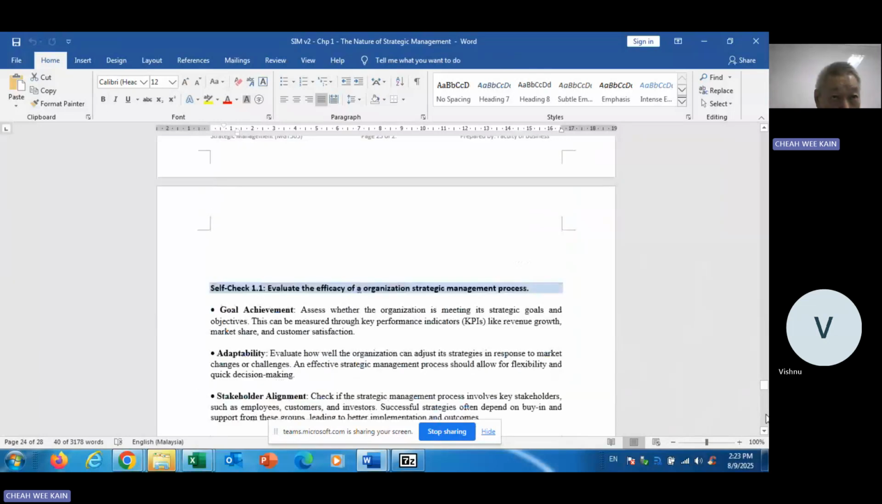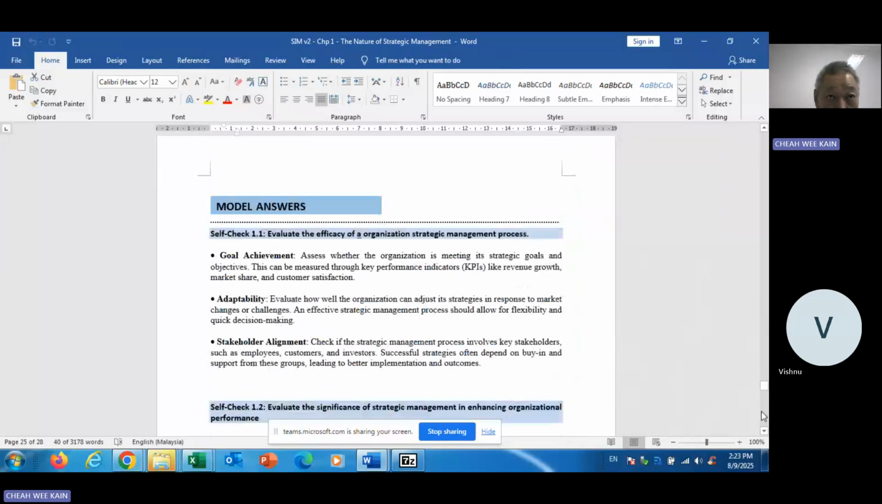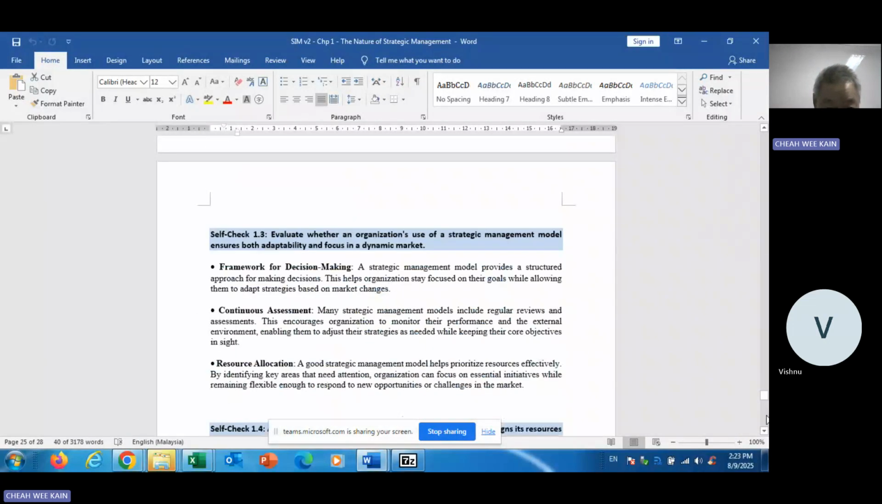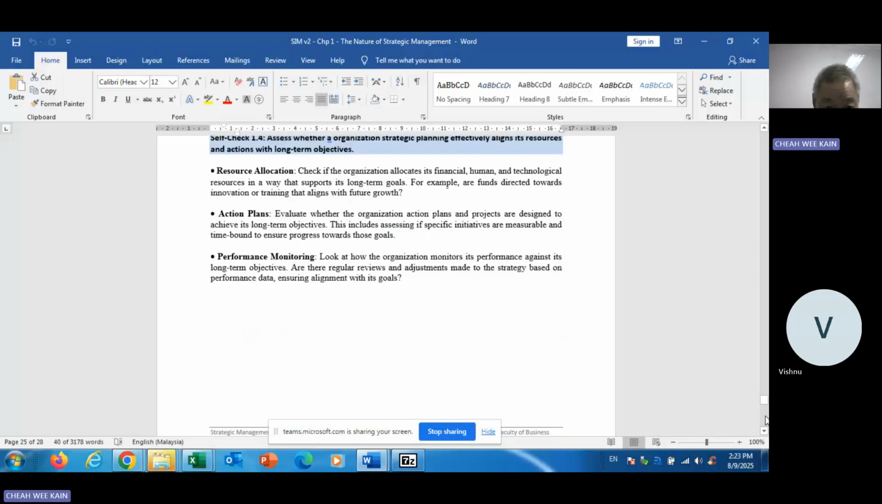And now you also notice that in the check question and also the answer, we always start with the word evaluate. Evaluate something. Evaluate the significance. Evaluate the efficacy. Okay. What else? Evaluate whether an organization uses. Sometimes we have the word assess.